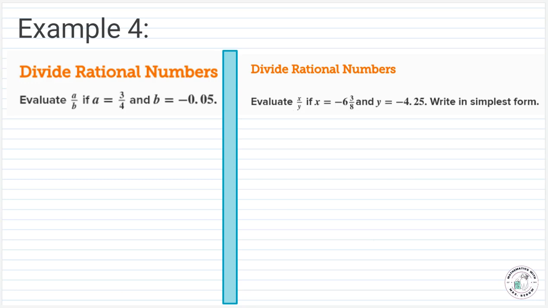In this part 2 of our video series on dividing rational numbers, we're going to take a look at evaluating algebraic expressions as well as a couple of story problems. So on this first slide, you can see we have two problems, both of which require us to evaluate these algebraic expressions. The one on the left says evaluate a divided by b if a is equal to 3/4 and b is equal to -5/100.